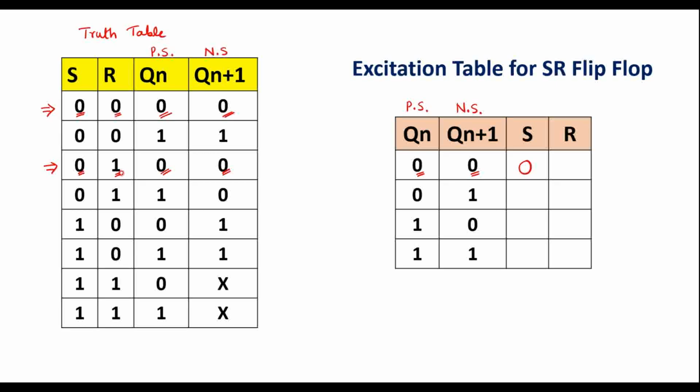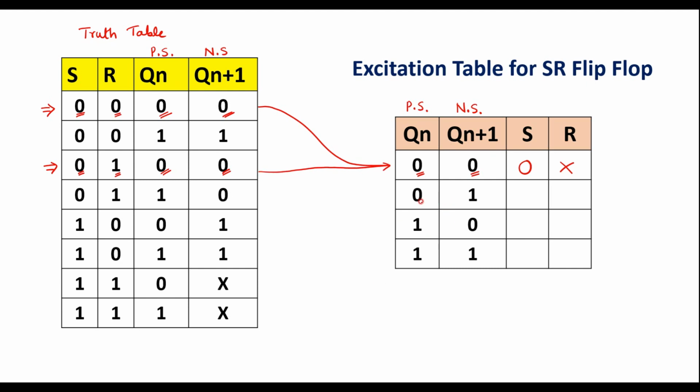Don't care means the value is either 0 or 1. So in place of 0 or 1, I will use don't care. That is, for R equal to 0 or 1, the state of the flip-flop will excite from 0 to 0. So I can say that this first row is derived from this row of the truth table and this row of the truth table.